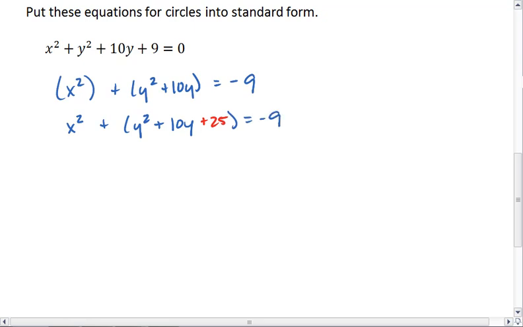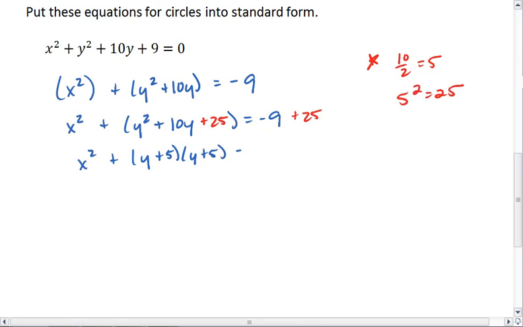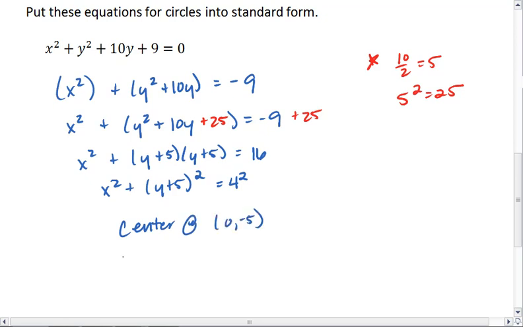And whatever we add to one side, we must add to the other. So what I did was 10 divided by 2 is 5, 5 squared is 25. We end up with x squared plus (y plus 5) times (y plus 5) equals 16. So x squared plus (y plus 5) squared equals 4 squared. The circle has a center at (0, -5), and a radius of 4.